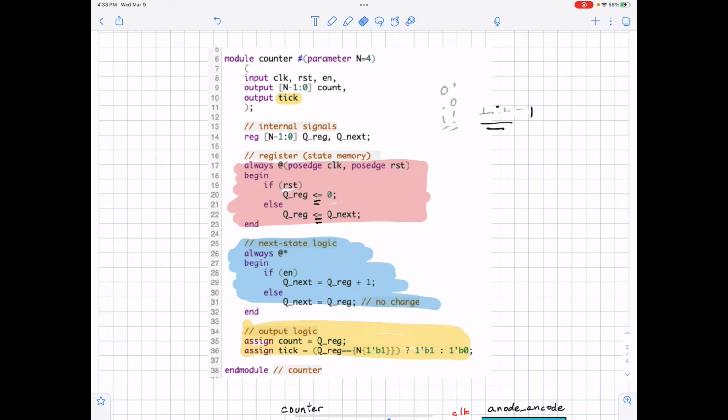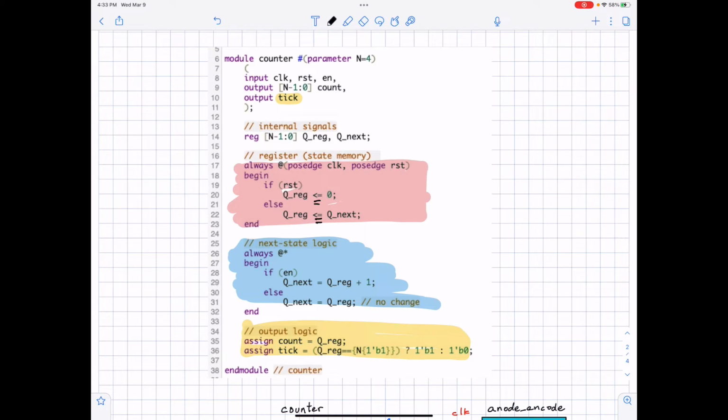All right, so next, what I want to talk about is the different sections of the Verilog code that implements this state machine. I talked about the red part being the state memory. The blue part is the next state logic. You can see that here. And then the gold part is output logic.